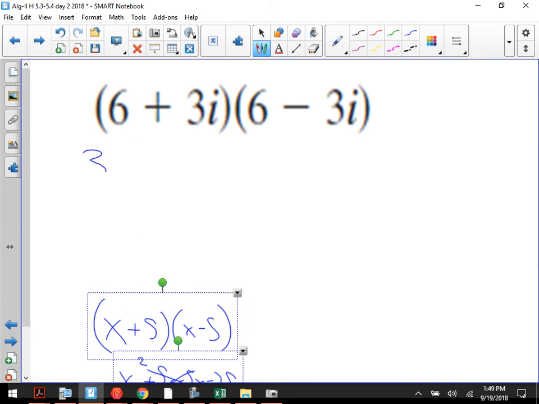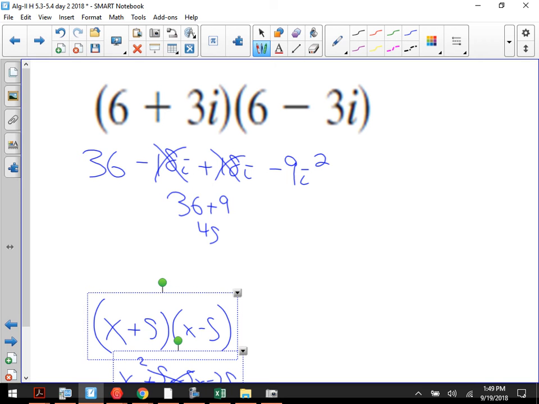If you FOIL it out, you get 36 minus the 18i plus the 18i minus 9i squared. What happens to the 18i's? Cancel out. What's negative 9 times i squared? 9. What's 36 plus 9? You can still get a difference of squares with imaginary numbers because sometimes you need to use difference of squares.